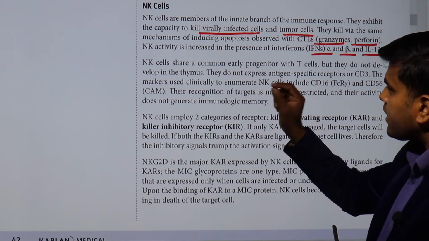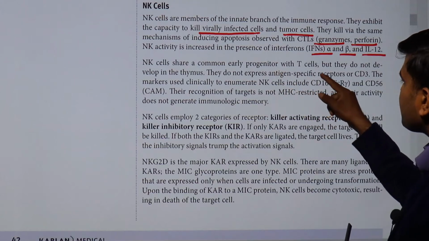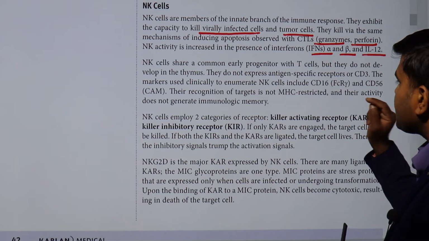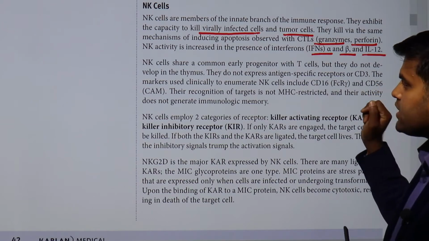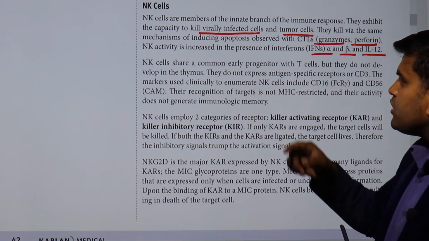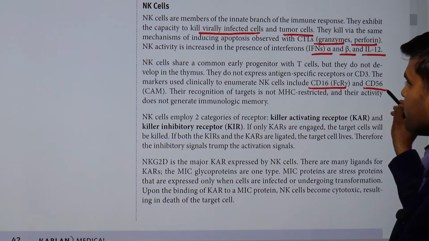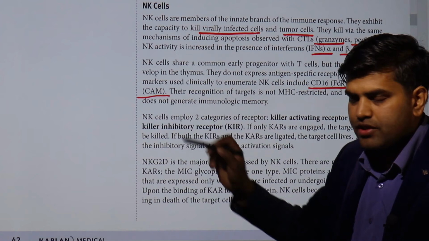NK cells share a common early progenitor with the T cell, but they do not develop in the thymus. They do not express antigen-specific receptors or CD3. The markers usually used to enumerate NK cells are CD16 and CD56. So you have to understand that.